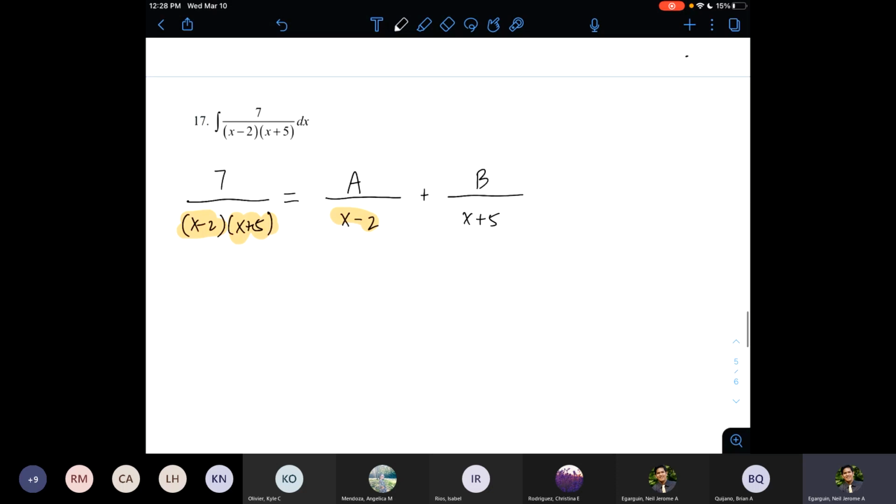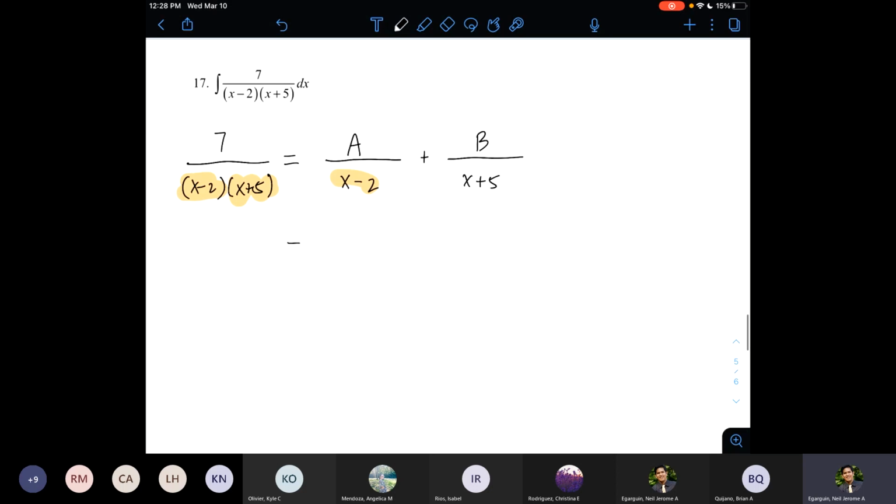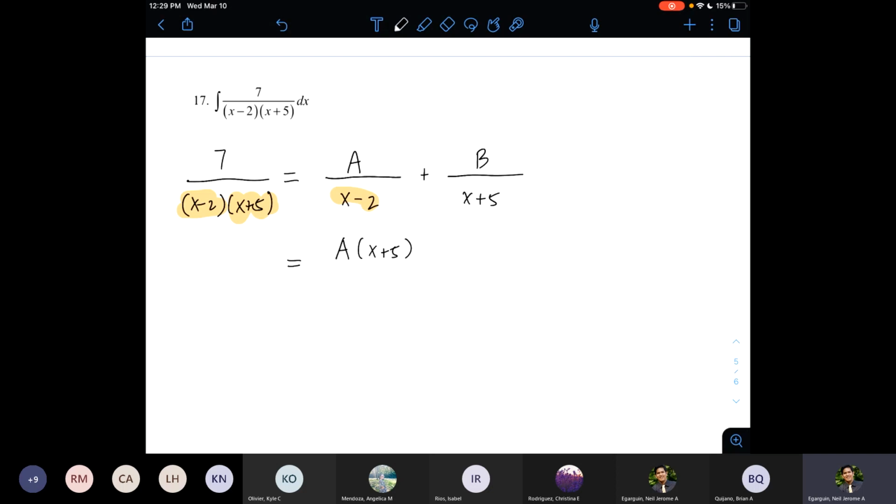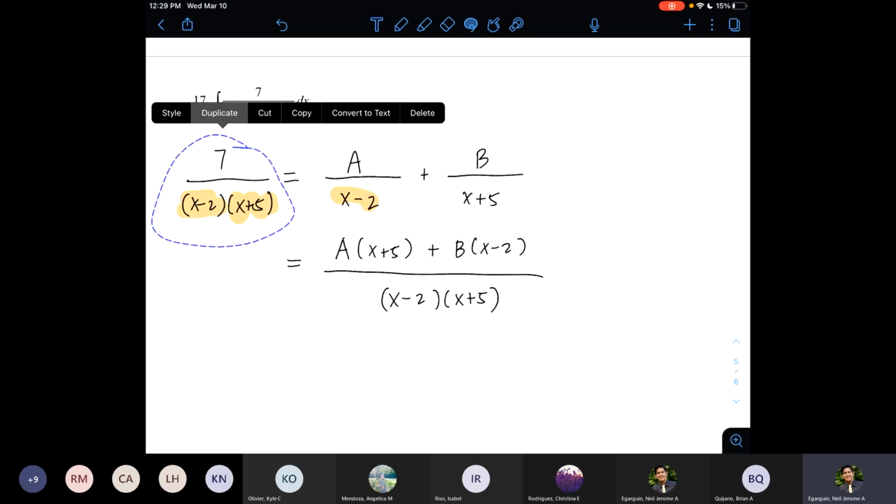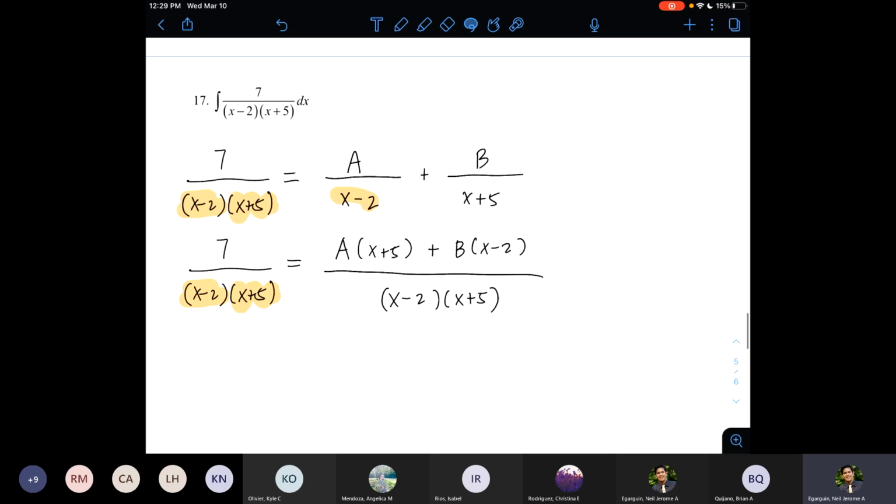Now, we want to solve for the values of A and B. So if we want to do that, then I'll perform the addition on the left-hand side, just for us to know what A and B are. If you do so, you'll have A times x plus 5 plus B times x minus 2 all over x minus 2 times x plus 5. That's the simplified form of the right-hand side. But again, that will still be equal to the left-hand side. So we'll have this, okay?